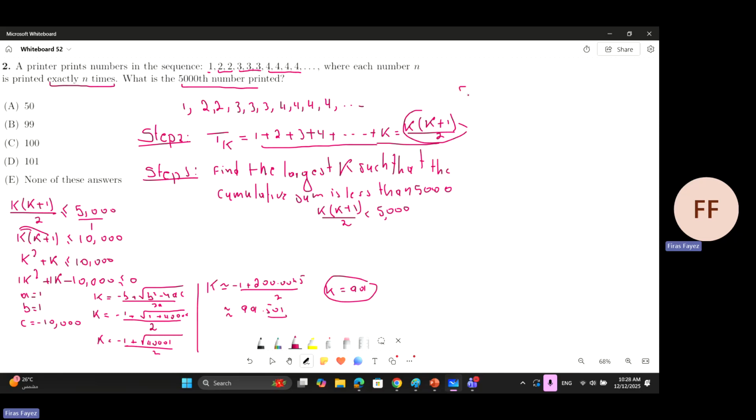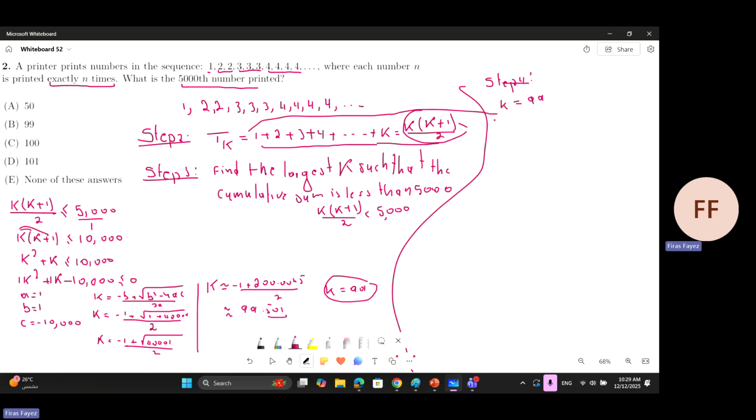Now, what about step number 4? Now, guys, let's move to step number 4. In step number 4, you have to compute the cumulative sum for k. So let's take k equal 99 and k equal to 100. So compute the cumulative sum for k. So take k equal to 99.